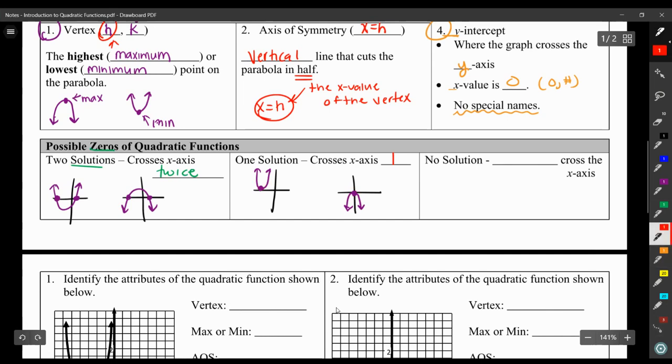There's also a no solution possibility. This is where you do not cross the x-axis at all. Again, there are 2 ways you can do this. You can either be way up at the top part of your graph, or way down at the bottom part. Because these are not a line, this one comes down, turns back around before you ever hit the x-axis, and then goes back up. This one on the right comes up, turns around, and goes back down before you get anywhere near the x-axis. So there are our 3 possibilities: 2 solutions, 2 zeros; 1 solution, 1 x-intercept; no solution, doesn't cross the x-axis at all.